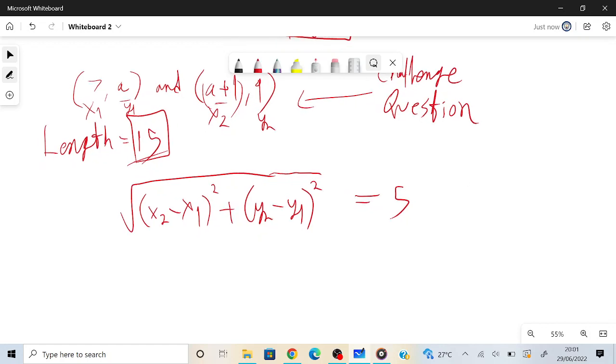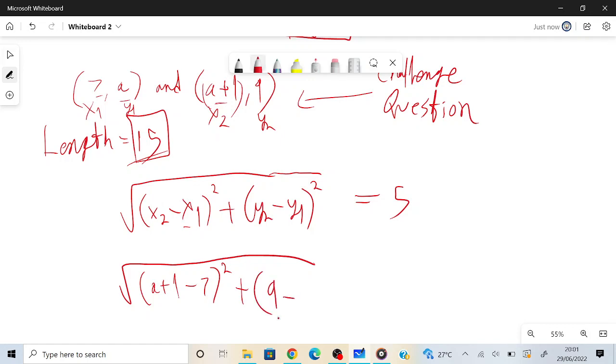So let's quickly do that. It will now be the square root of x2 minus x1. x2 is a plus 1 minus x1, which is 7. So this is minus 7 all squared, plus y2 minus y1. y2 is 9 and y1 is a, so 9 minus a squared. And all of this is equal to 5.